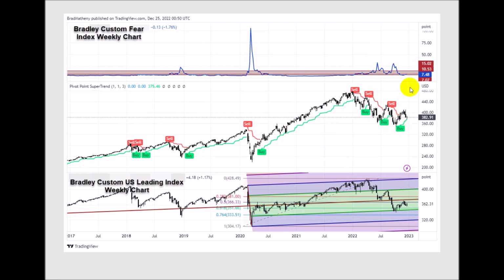The custom fear index moved a little bit higher. It's not excessive. 7.48 is not excessive. It is enough to keep us cautious. It is enough to be aware that market trends could move downward.